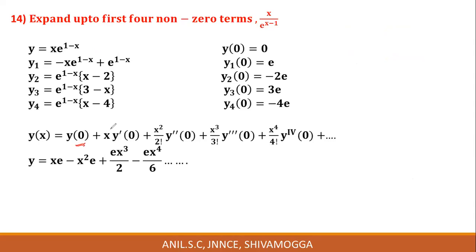First, we find y of 0. To find y of 0, put x is equal to 0. When x is equal to 0, this will be 0. X will be 0 and 0 into anything is 0. Therefore, we get y of 0 is equal to 0.